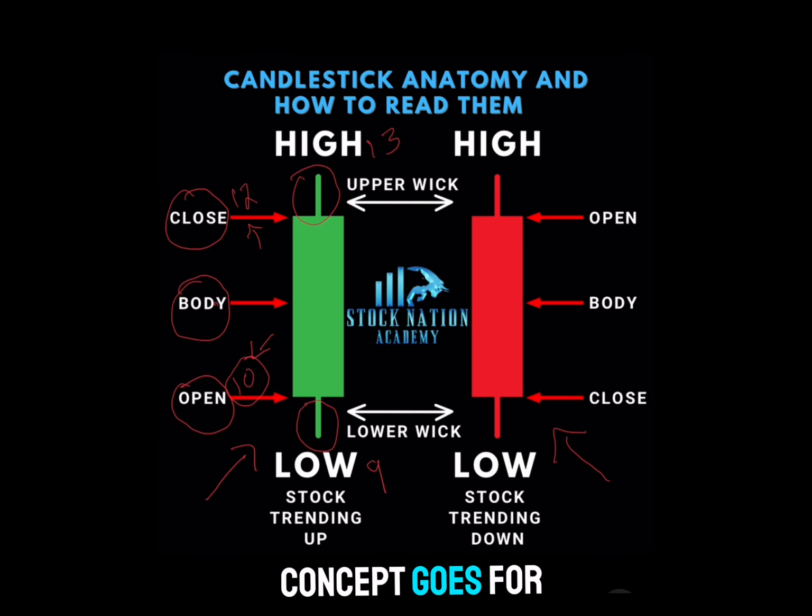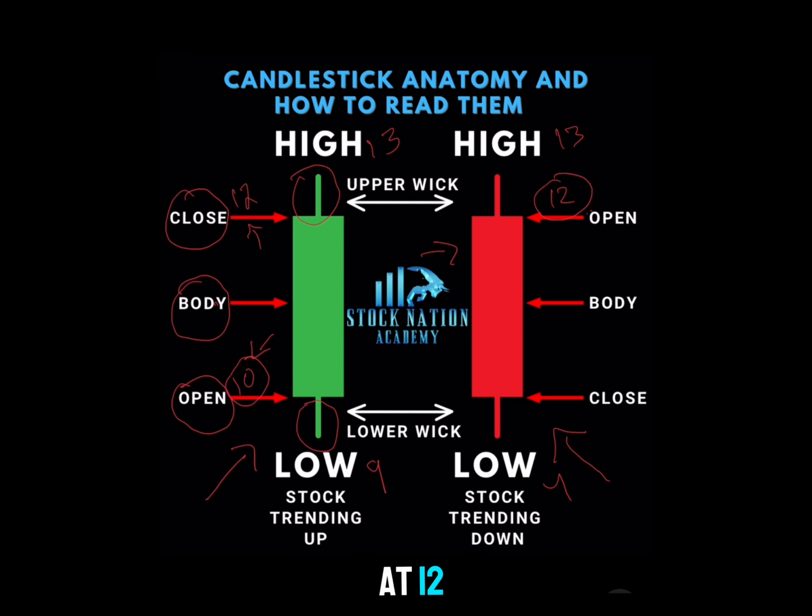Now, the same concept goes for the bearish candlestick, which is the red candlestick, but the only difference here is, let's say, for example, it opened at 12 and it had a high of 13, and then had a low of, let's say, 9, and within that time frame, it closed at 10. So the difference between the red and the green candlestick is that the closing price is lower than the opening price, which results in a red candlestick pattern.